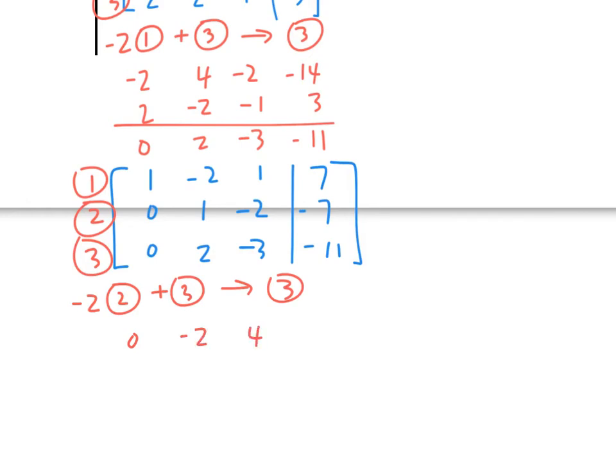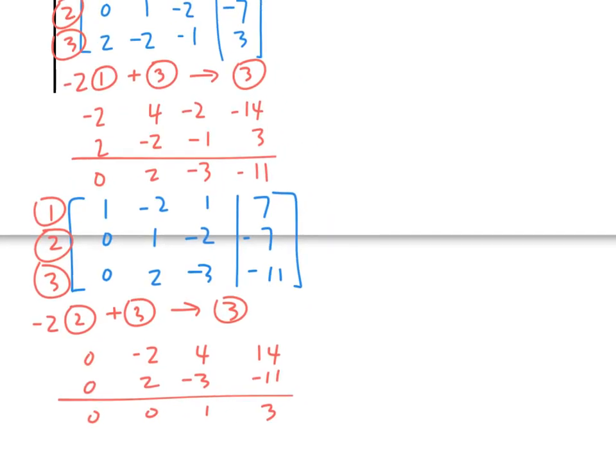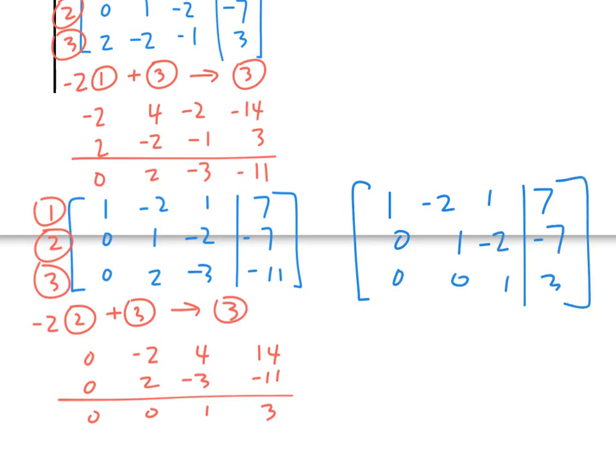0, -2, 4, 14. 0, 2, -3, -11. That gives 0, 0, 1, 3. Okay, I'm going to write it on the right. 1, -2, 1, 7. 0, 1, -2, -7. 0, 0, 1, 3. Do I need to do any more, or am I done? Yes, I am already done because on the triangle, it's all ones and then everything else is 0. So we're actually good. Now we need to just find what those values are.